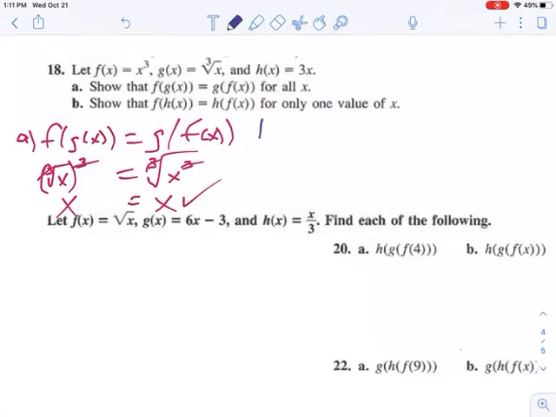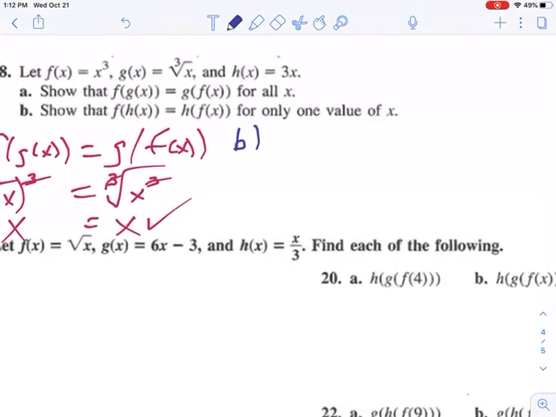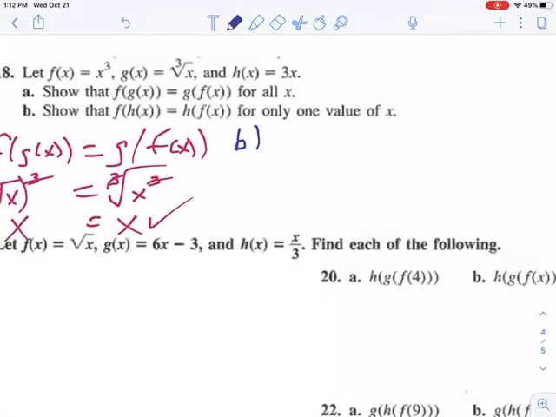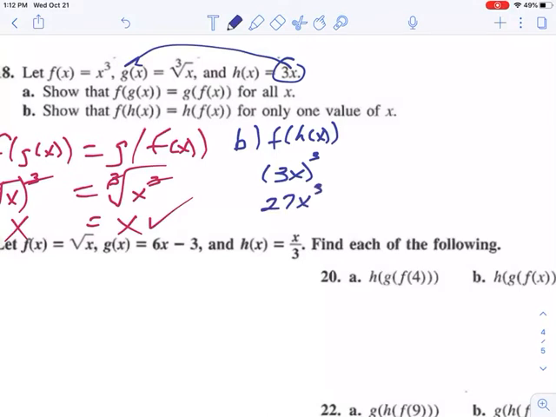All right, next up, we're going to do letter B. Show that f of h equals h of f. Okay. All right, f of h. We're taking h and putting into f. So we're going to have quantity 3. Oh, I might as well write the notation down for you. Kind of lazy of me there. We're doing f of h of x. So we're taking h, which is 3x, and plugging into f. So we're going to have 3x quantity cubed. 3 times 3 times 3 is 27, and x cubed is x cubed.